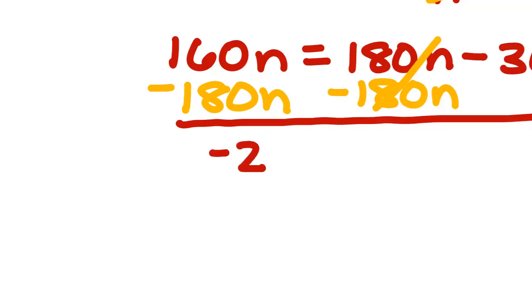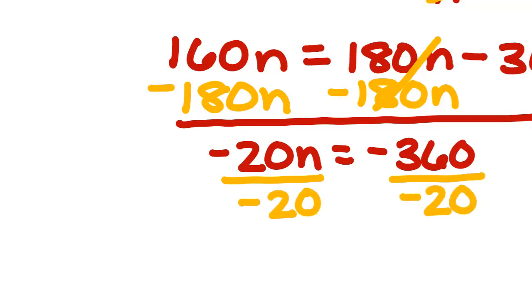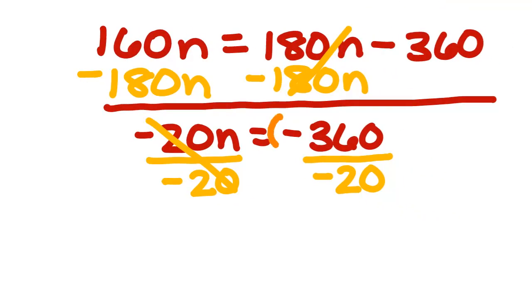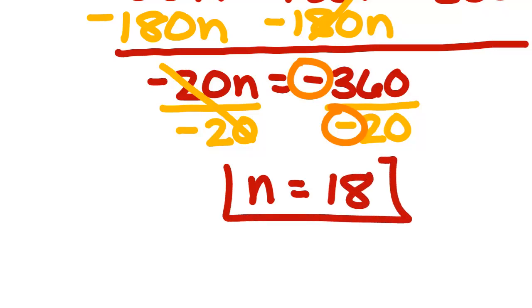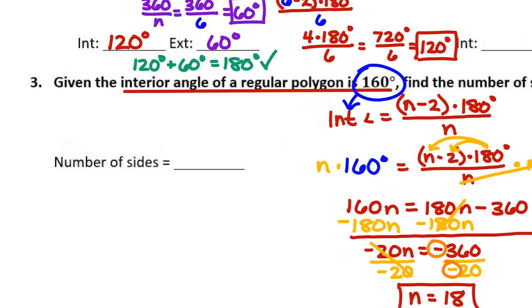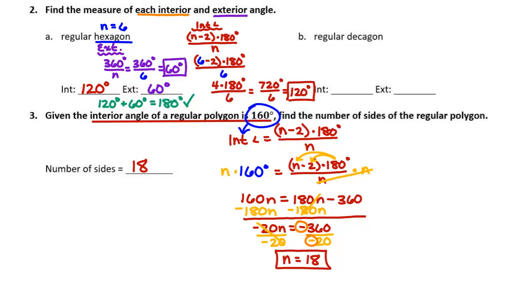Negative 20, so negative 20n equals negative 360. And then to isolate n, we're going to divide both sides by that coefficient of negative 20. A negative divided by a negative is going to turn my answer into a positive. What is 360 divided by 20? 18. So that means if we have an interior angle of 160 degrees, then the figure has 18 sides.